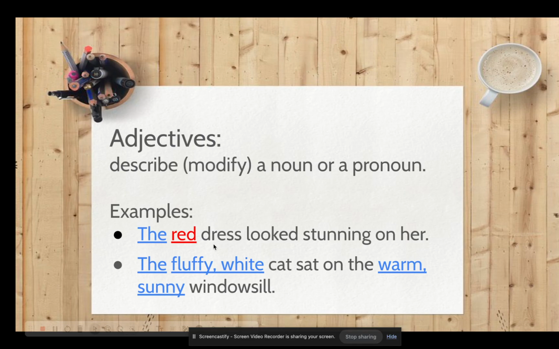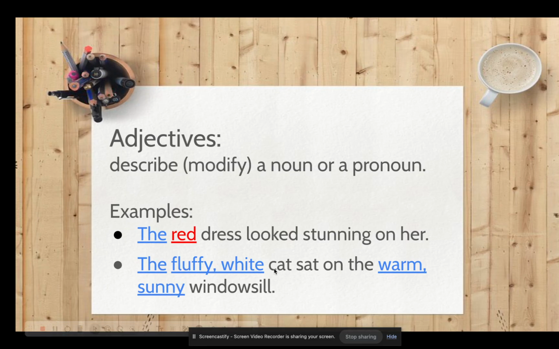So, if we look down here, the red dress looked stunning on her. Dress is a noun. Red is describing what the color of the dress was. And the is an article, which we've learned is a type of adjective that tells us which specific dress, the dress. So in this sentence, there are a lot of them.